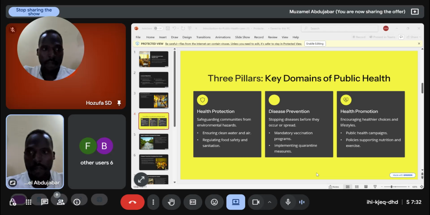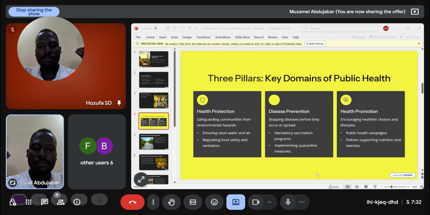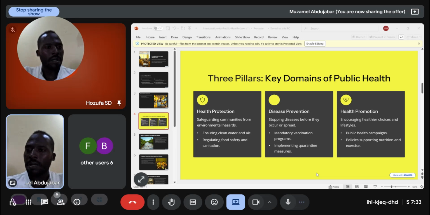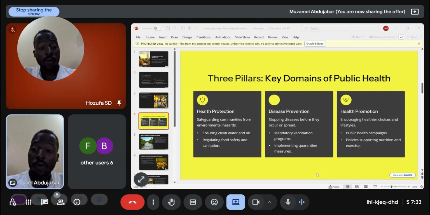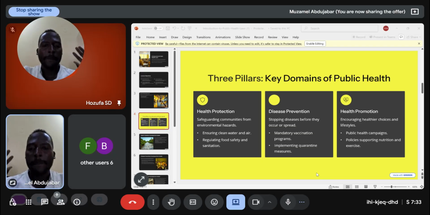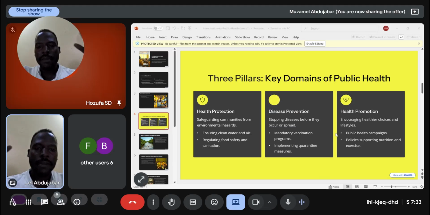One of them is health protection. This mainly focuses on how we can protect our resources from pollution, like water, land, food, or sanitation. This is called health protection. As I mentioned, an example of this is the Environmental Act in 2001. The second pillar for the public health law is disease prevention. The third one, health promotion, is how you can upgrade the health of our community. This is a domain that public health depends on.